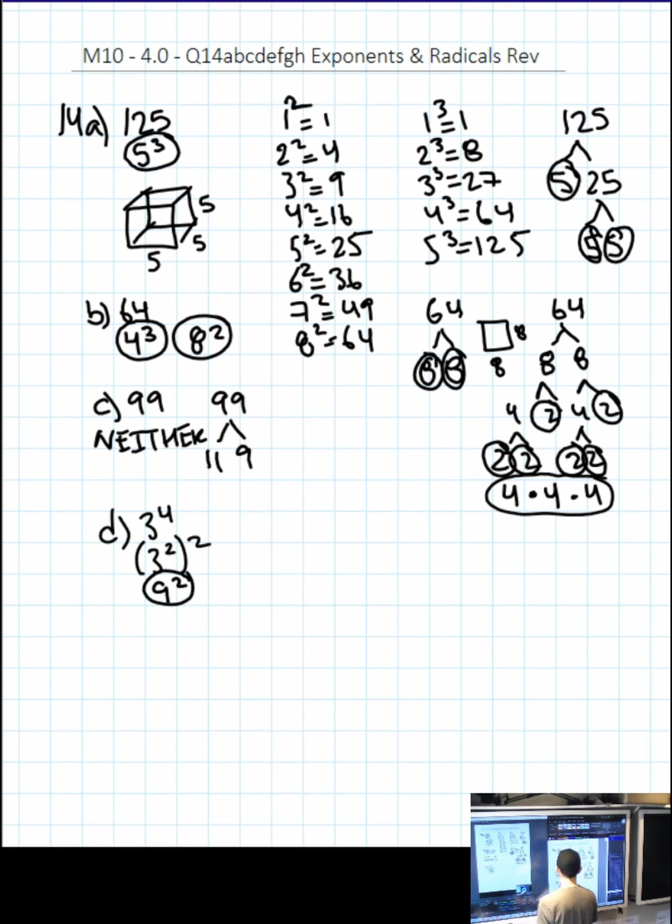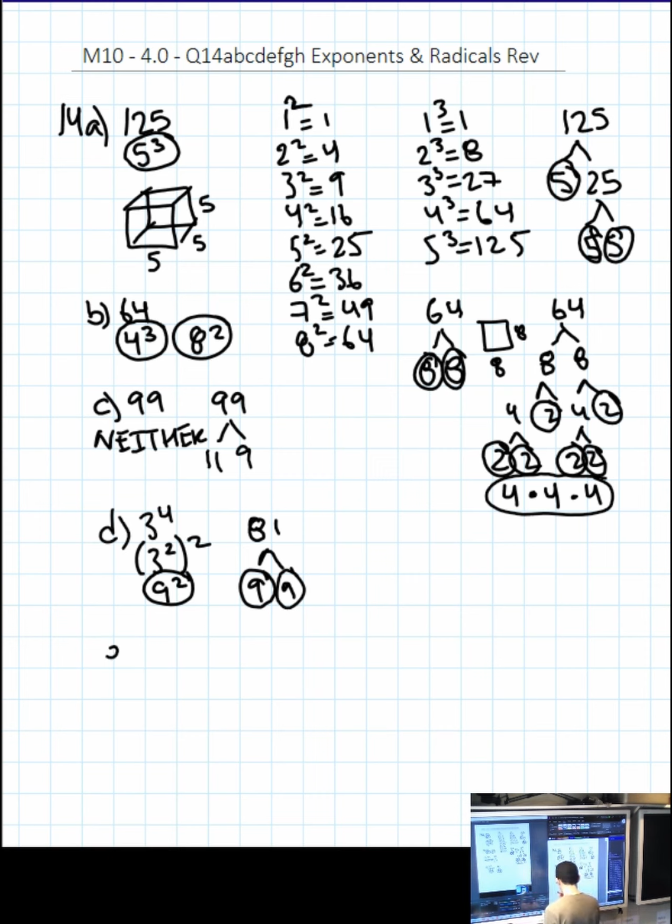Now, I could have multiplied it out. 3 to the 4 is 3 times 3 times 3 times 3, which is 81, which is also just 9 times 9. Now, we could further prime factorize and get all the way down to 3's, but we may as well just stop there. We know we just have a square with side lengths of 9.